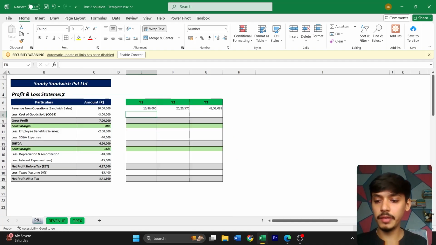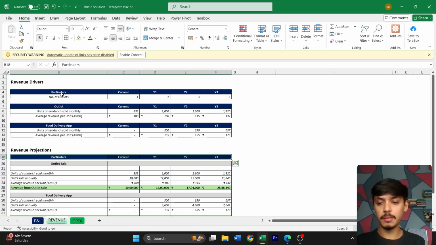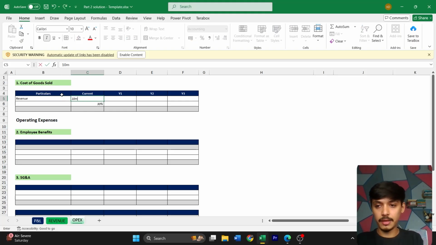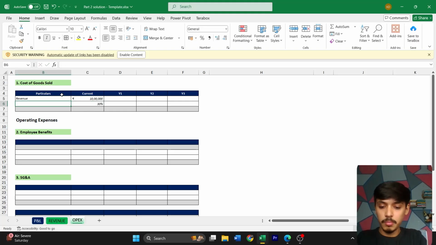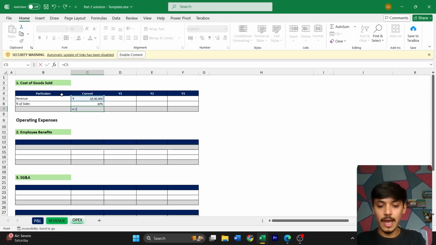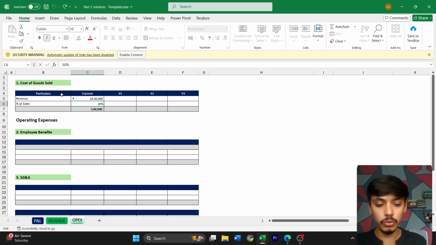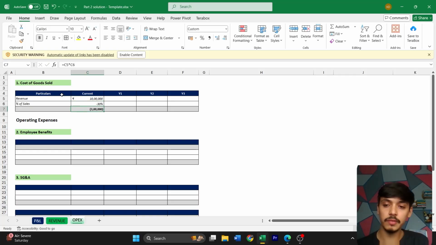For the current year we have COGS of 3 lakh rupees on a 10 lakh rupees sale. So what that means is currently we have 30% COGS and the revenue was 10 lakh. Okay, so this is a percentage of sales. When we multiply this 10 lakh by 30%, we get 3 lakh of COGS. And since this is an expense, we are going to give this minus 30% so that we have negative 3 lakh as our COGS, which we can then take to the P&L statement.